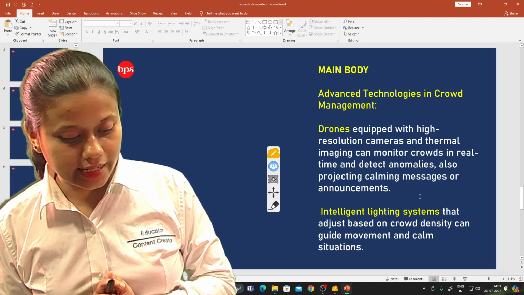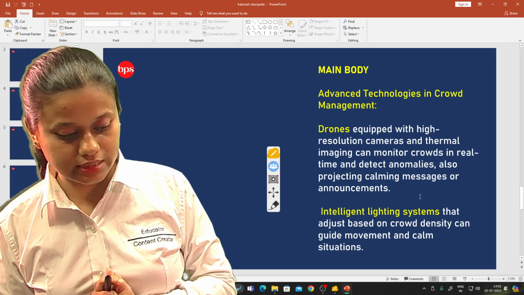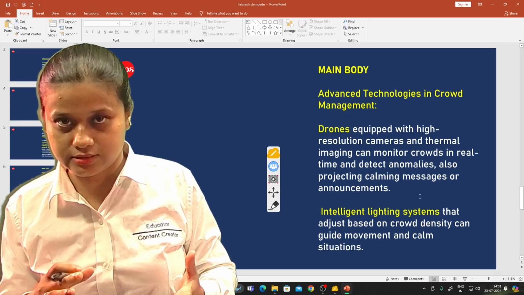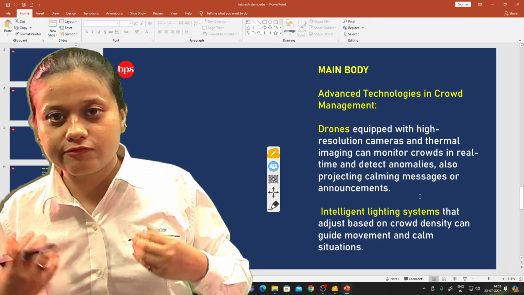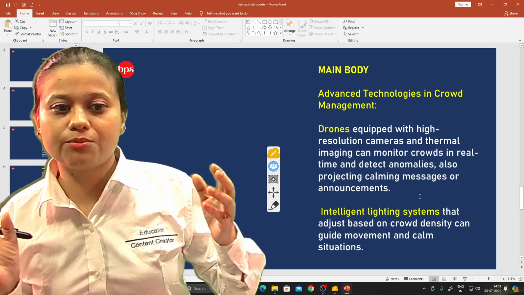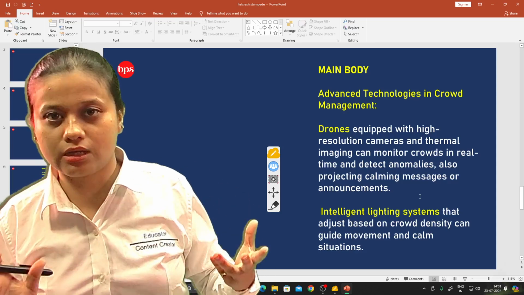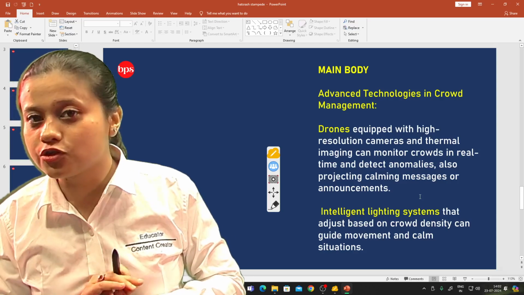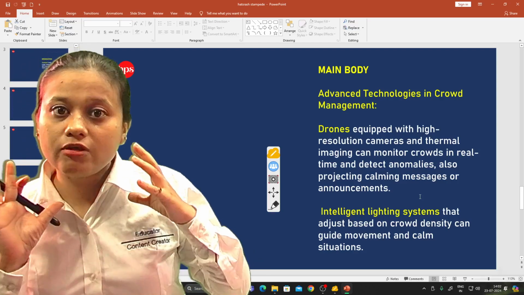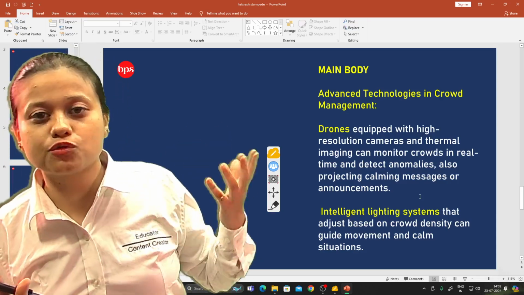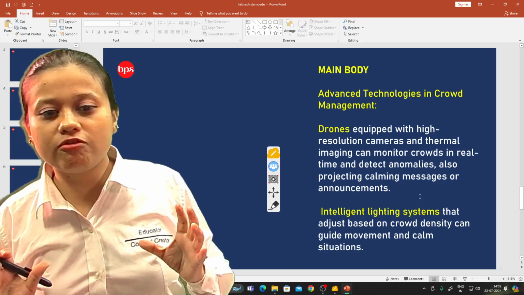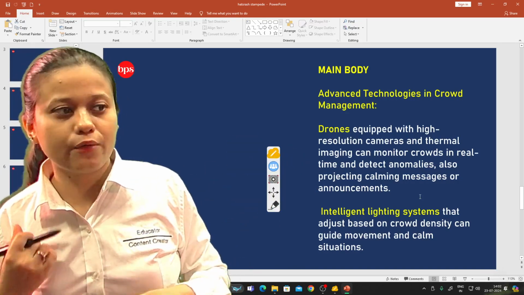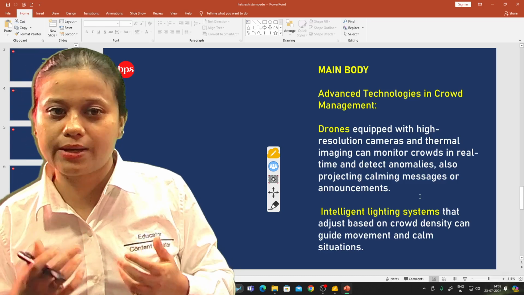Now intelligent lighting systems that adjust based on crowd density can guide movement in calm situations. Sometimes when there is darkness, let's say there is a function going on and the management has prepared for 1000 people, but 3000 to 4000 people have come. If there is not enough lighting, people will panic. If there is darkness, nobody will know who is going where, and people are going to shout, cry, call each other, and everybody is going to stampede over one another.